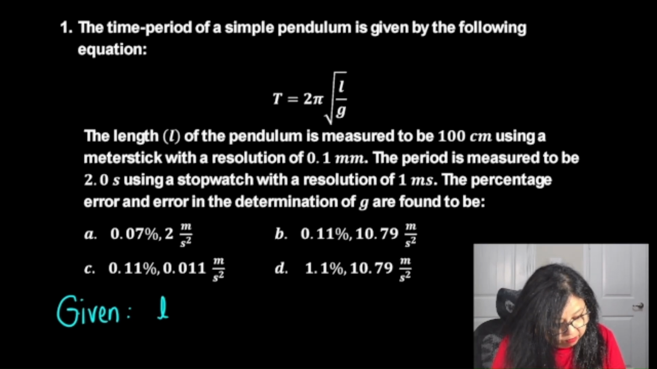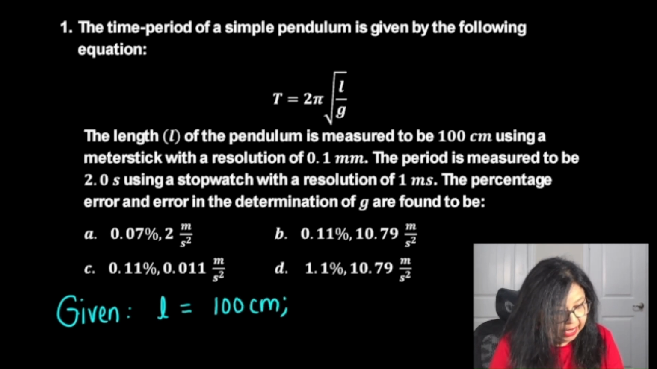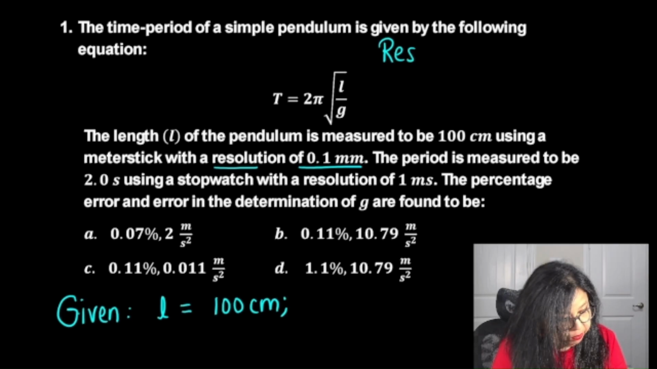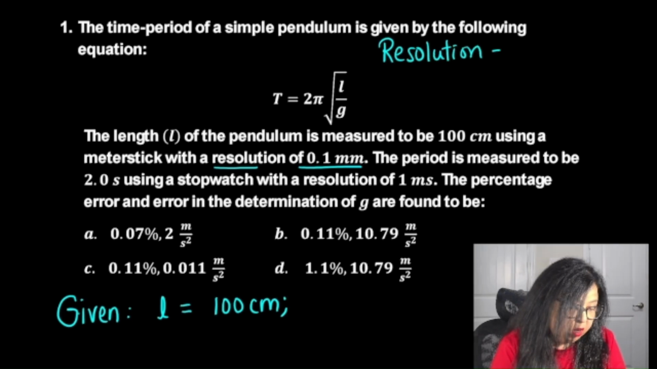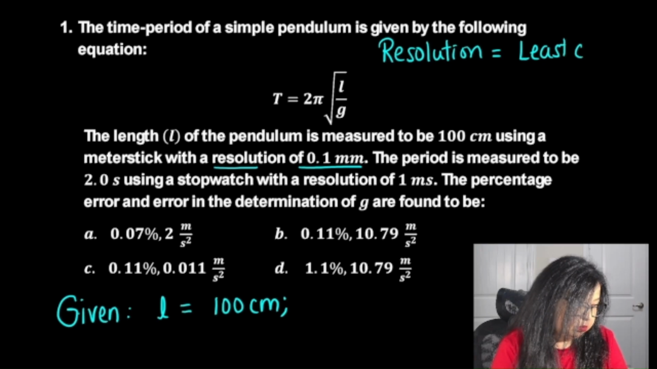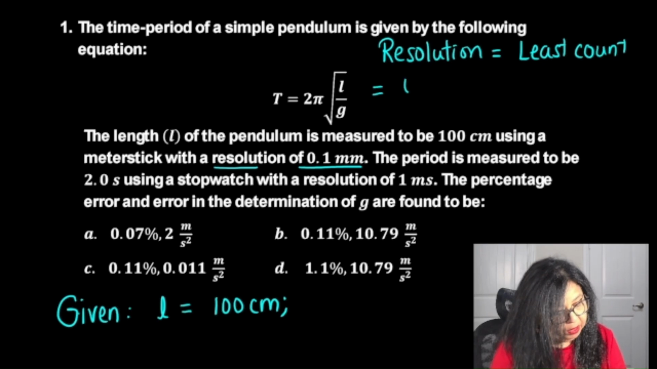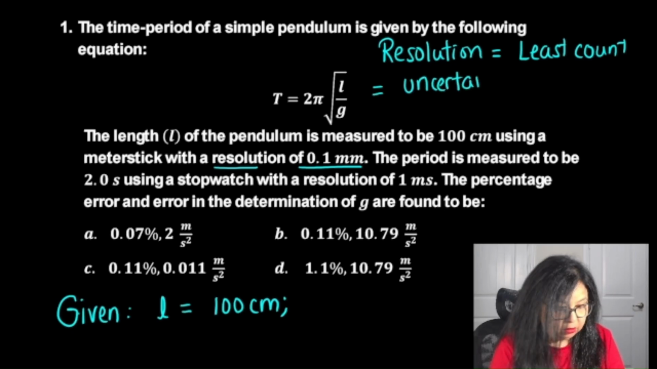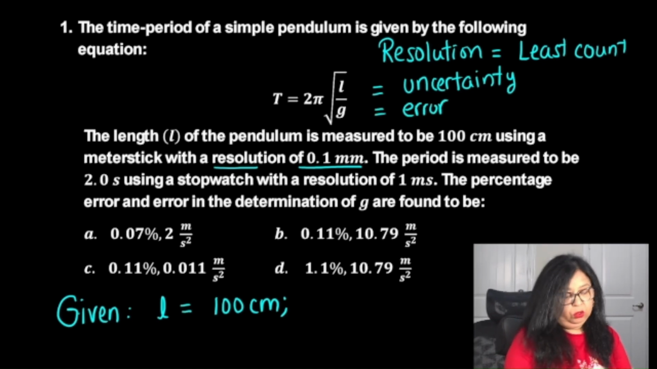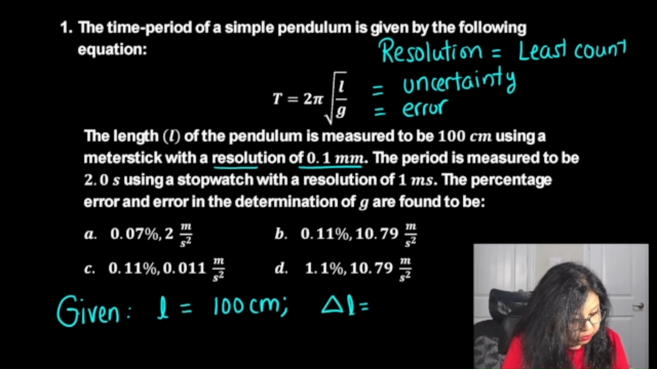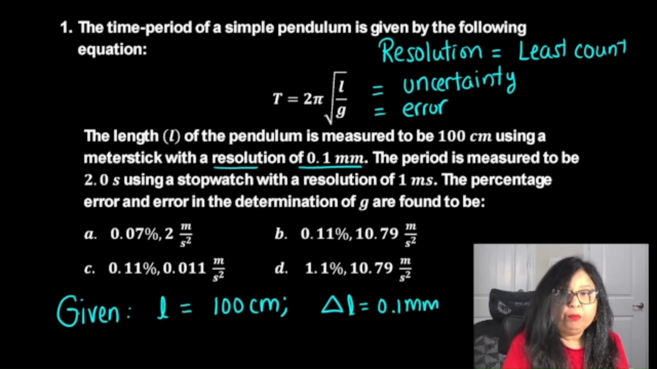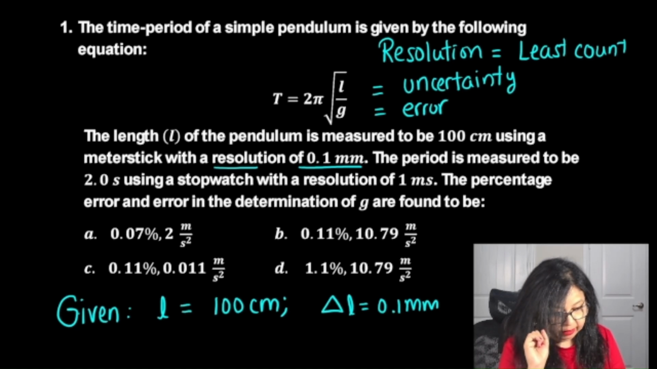We know that the length L of the pendulum is 100 centimeters. And the resolution is 0.1 millimeter. Now the resolution, let me write it over here, can also be called the least count, which can be considered as the uncertainty or the error in the measurement. So that means delta L equals 0.1 millimeters. Now how do we typically write length? We write it as L plus minus delta L.